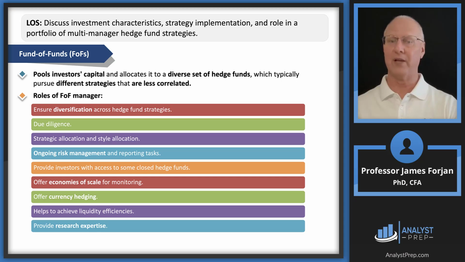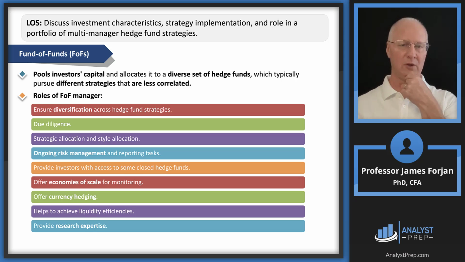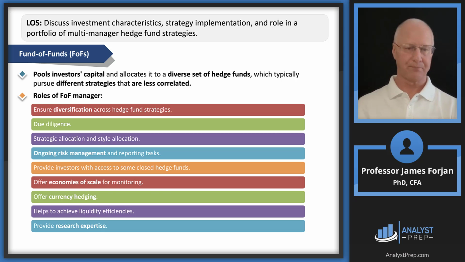What this does is provide investors with access to some funds that are closed, economies of scale, currency hedging, liquidity efficiencies, research expertise. So what do you want to write down on your index card? Probably not all of those. Pick a couple that you think are important. I would say that ensure diversification is a good one. If I were creating this question, I would clearly go for the economies of scale.